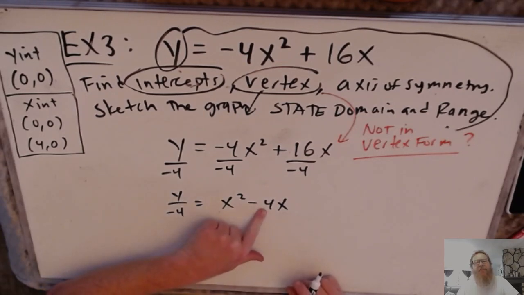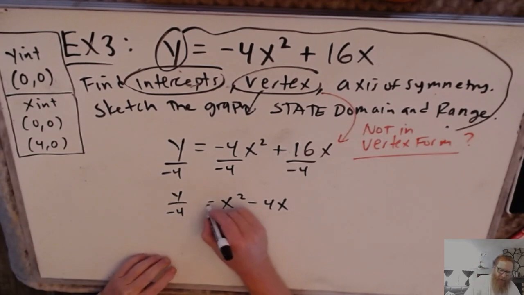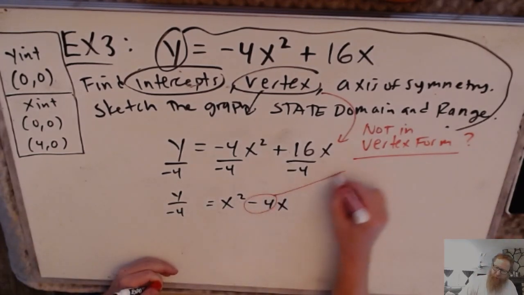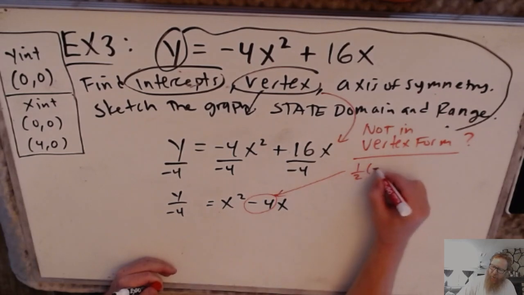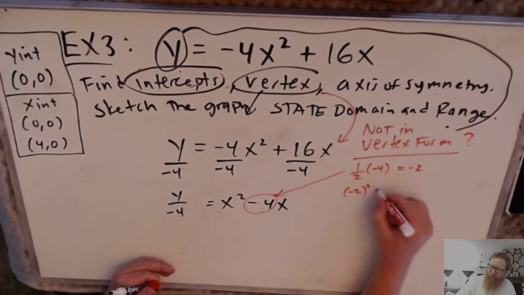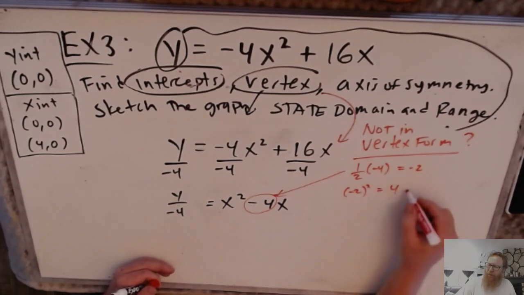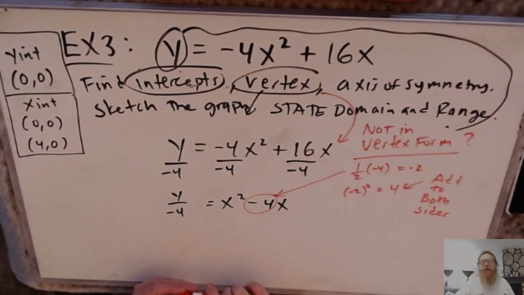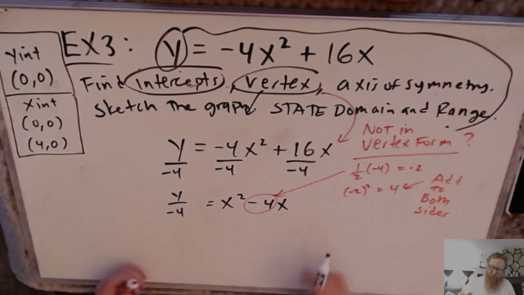Take half of the middle number and square it. Add that number to both sides. So half of -4 is -2. -2 squared is 4. So you're going to add +4 to both sides.